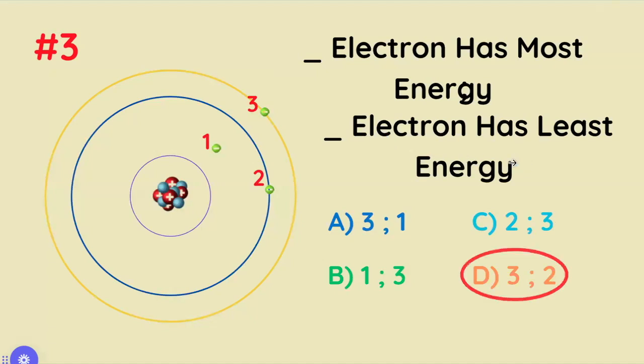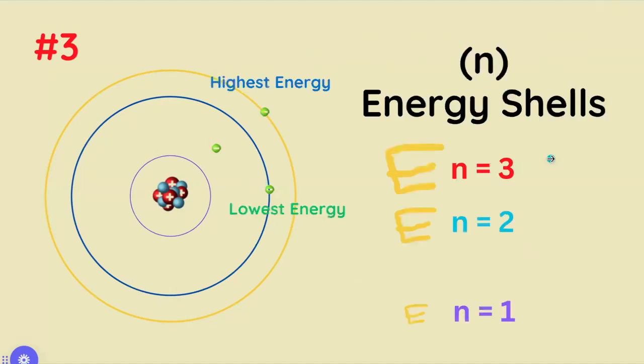Of these 3 electrons, which one has the most energy and which one has the least energy? The correct answer is actually D. This has the highest energy and this has the least energy. So energy increases as you go farther and farther away from the nucleus. So that makes sense that this would be the highest energy. But why isn't this one? Seems like because it's closer to the nucleus than this one, that this would have lower energy.